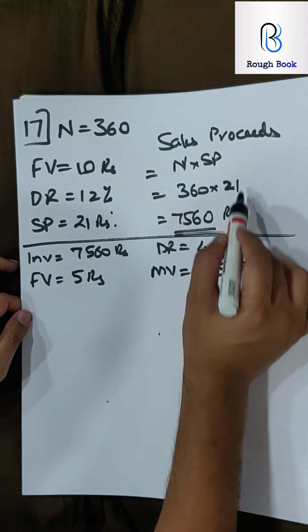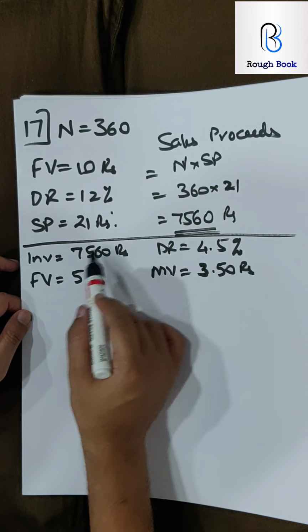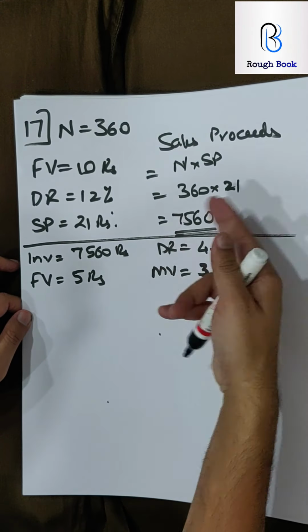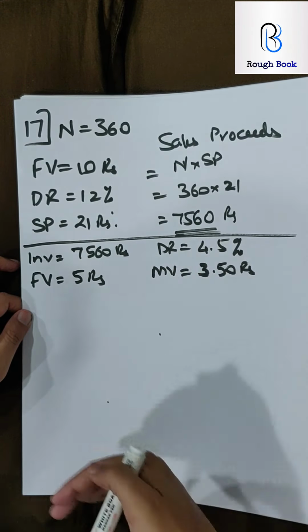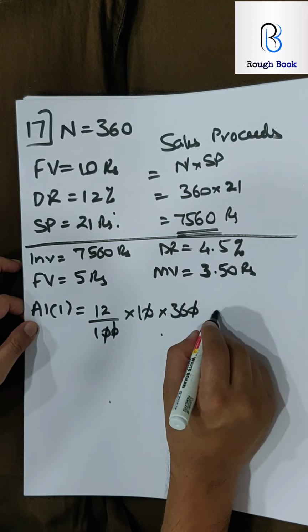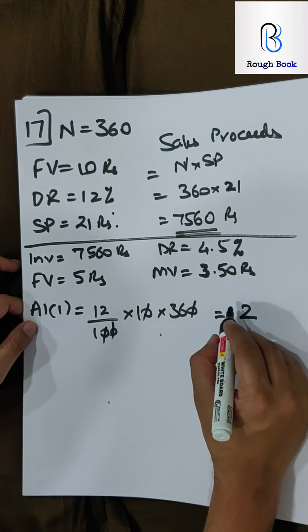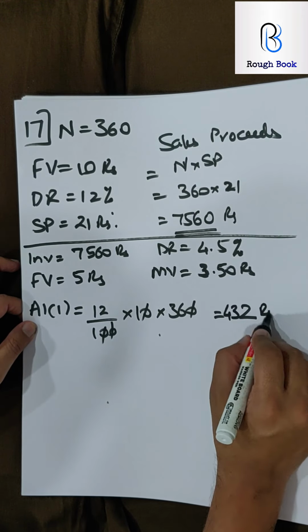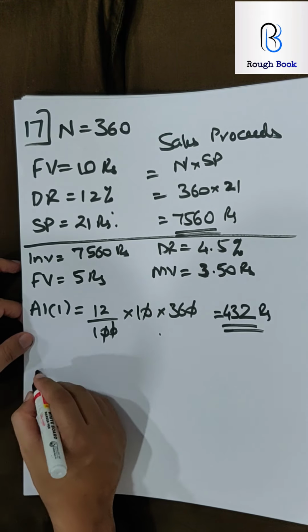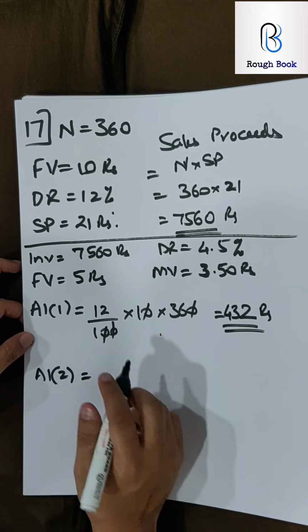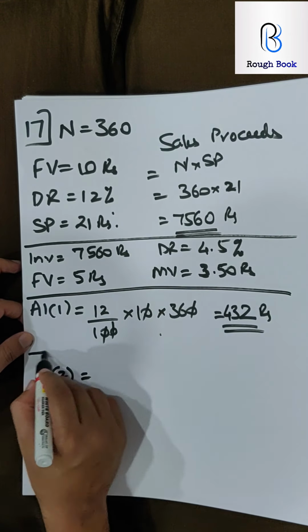That means you have to find the annual income of the first share, the annual income of the second share, subtract the two and find out the change in the income. So annual income 1: dividend rate into face value into number of shares. So 12 6s are 72, 12 3s are 36 plus 7, so that is 432 rupees. This is the first annual income. Now annual income for the second company. So here comes the second part now.